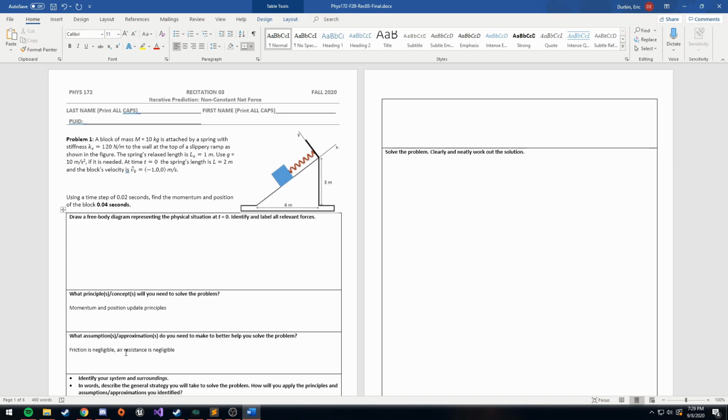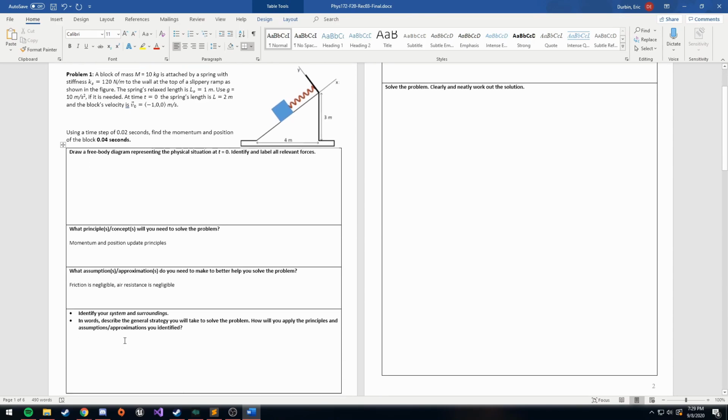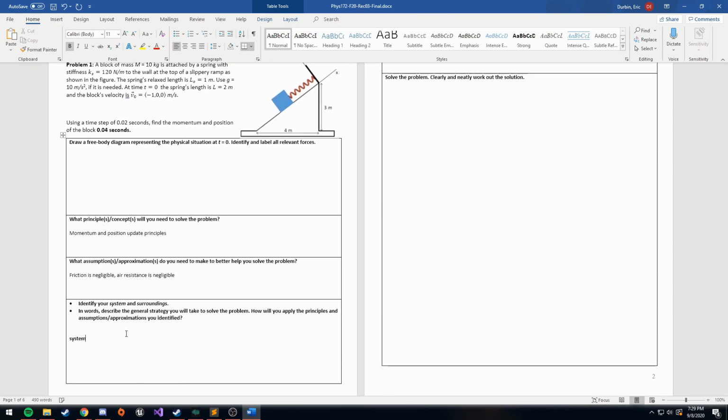Anything else? I think that's good. Yeah, that's neat. It said gravity constant is 10 meters per second squared, but that doesn't matter. I was going to say it's usually 9.8, but that's probably not an assumption. So the system would be the box, and the surroundings would be the spring, Earth, the surface, and the ramp. I suppose, yeah, the ramp.